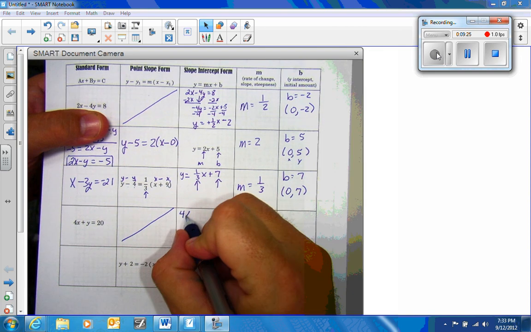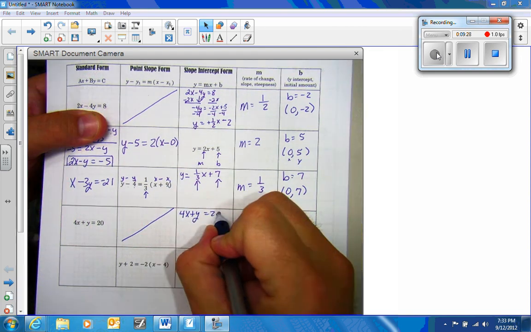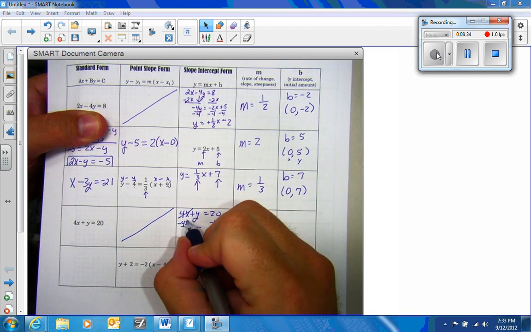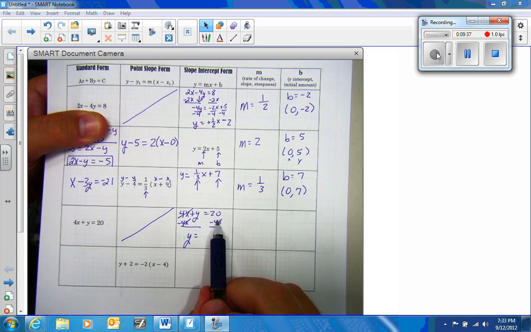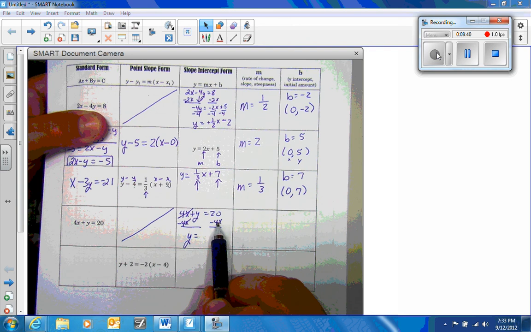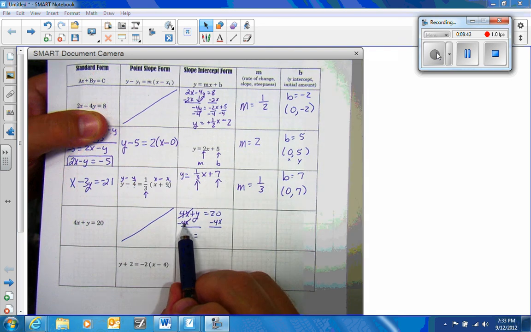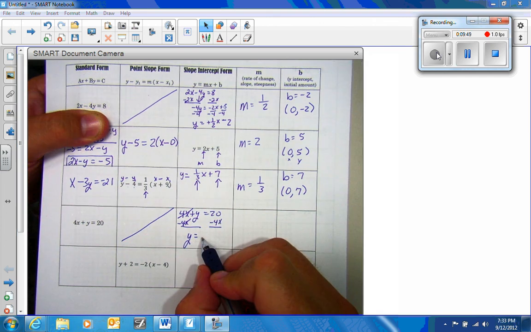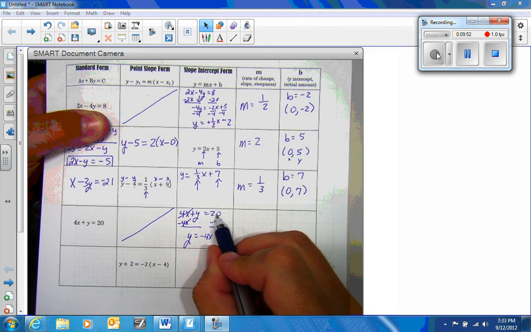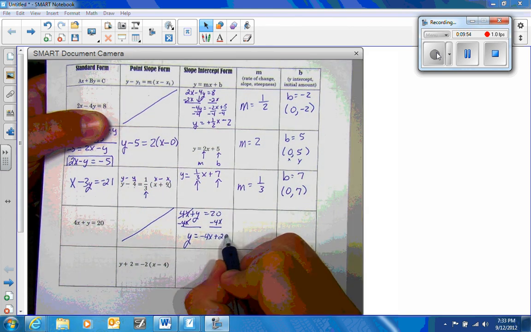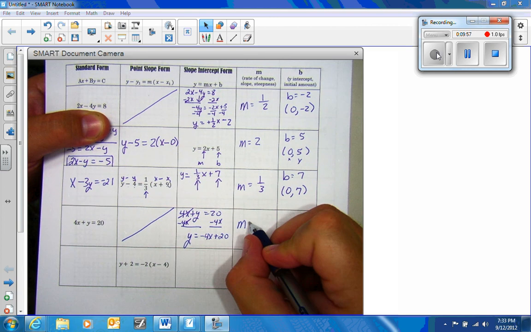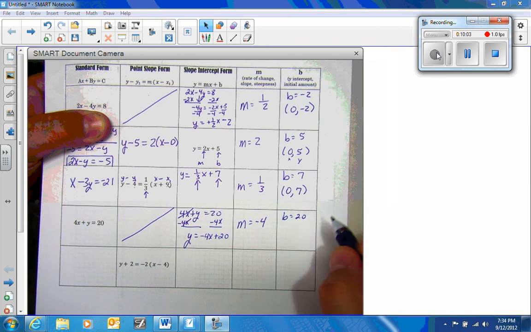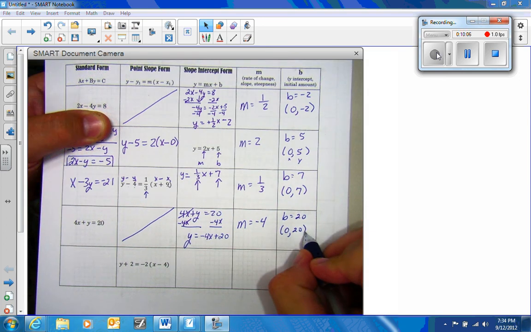Notice on this one, I can automatically just subtract 4x from both sides. All right, that's gone. I'm left with y is equal to. Now, do not subtract 20 minus 4. This is a 4x. Remember, when you subtract 4, make sure that x goes with it. So you're going to just write it as minus 4x. And now 20 is positive, so write plus 20. My slope in this case is negative 4. My y-intercept, my b, is going to be positive 20. Therefore, at (0, 20) is where it's going to cross the y-axis.